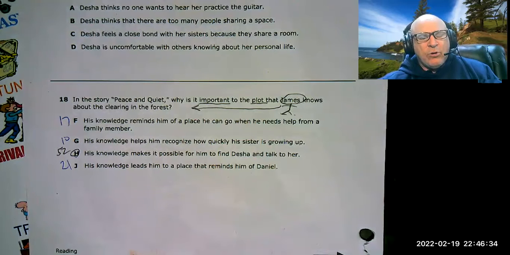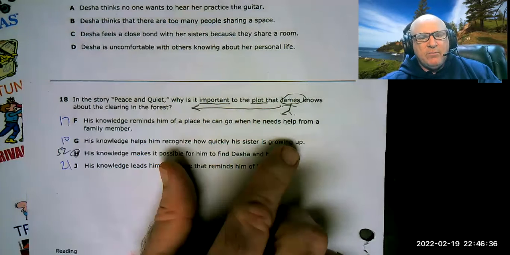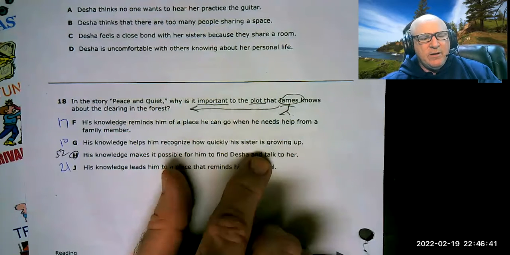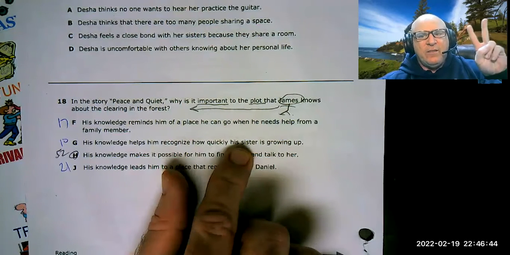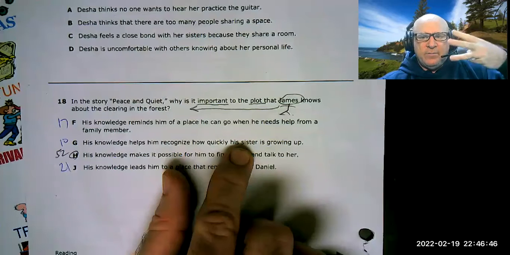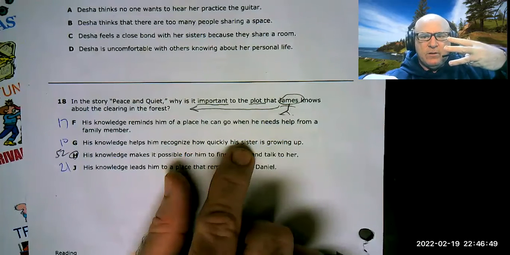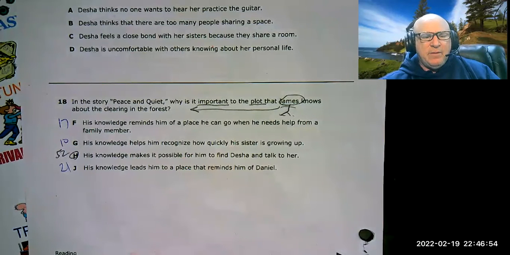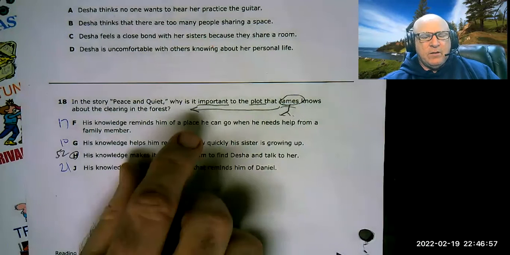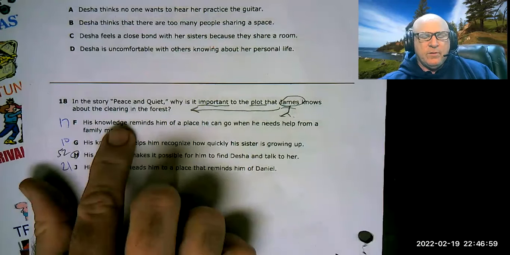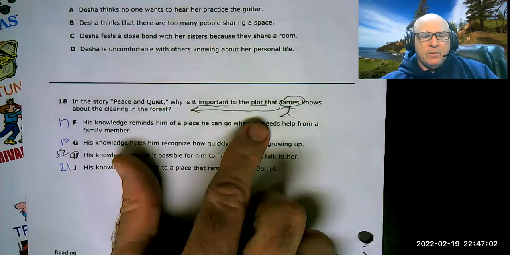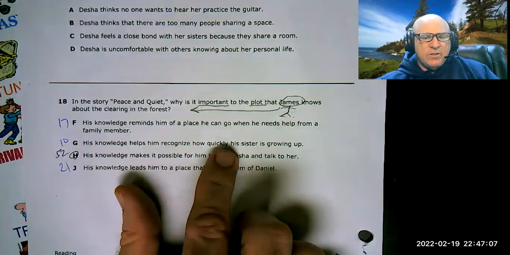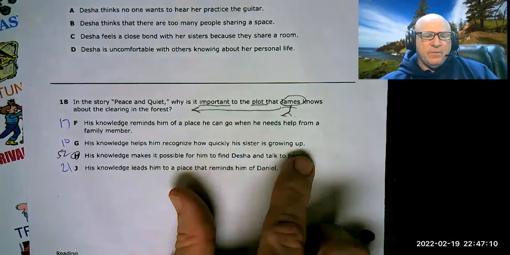So since growing up wasn't the problem, it wasn't the plot, and we don't even know which sister is being talked about here, that's too vague. So if anything is vague, E has 3 sticks, you're going to eliminate 3 answers. So we've already eliminated F because he's giving help to a family member. We're going to eliminate G because the plot wasn't about growing up.